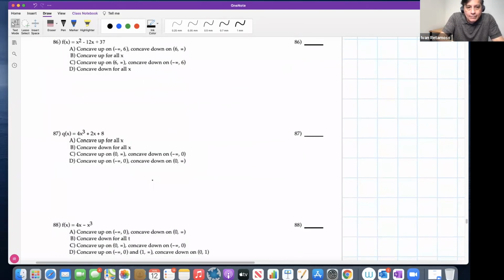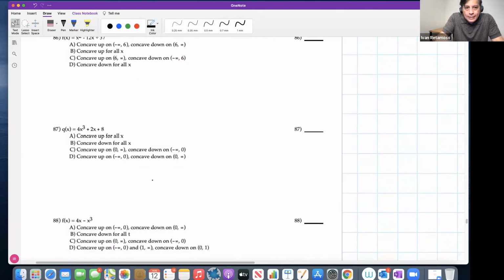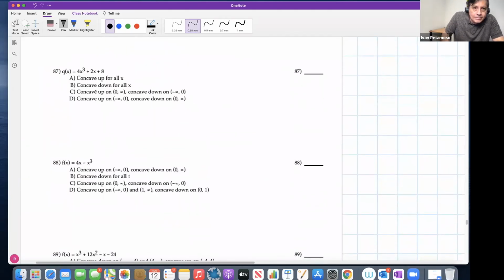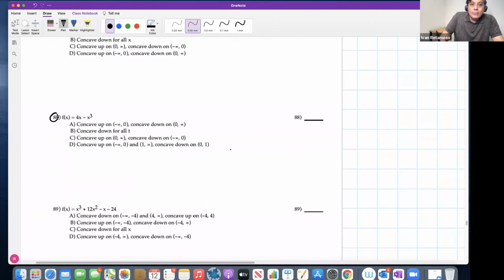Let's go ahead now with the computations using the second derivative to determine when a function is concave up, when a function is concave down. I'm going to use this one as an example, okay? So let's do 88. Suppose they give you this cubic function, and they ask you where this function is concave down, where this function is concave up. For that, remember we explained you are supposed to compute the second derivative. So the first derivative is 4 minus 3x squared. The second derivative is minus 6x, right?